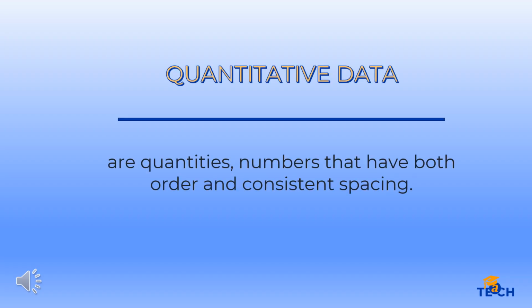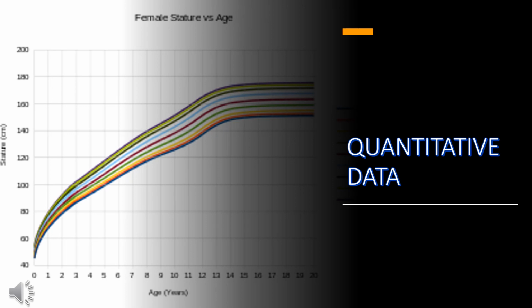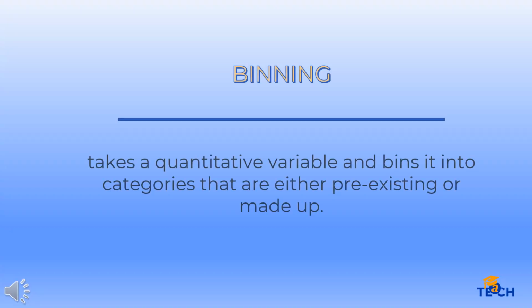Let's look back to the quantitative data, which, as you will remember, have a meaningful order and a consistent spacing. Frequency tables can be used to display quantitative data like age, height, or even ounces of oil in your house. We just have to create categories out of our quantitative data first. We do that with a process called binning. Binning takes a quantitative variable and bins it into categories that are either pre-existing or made up.